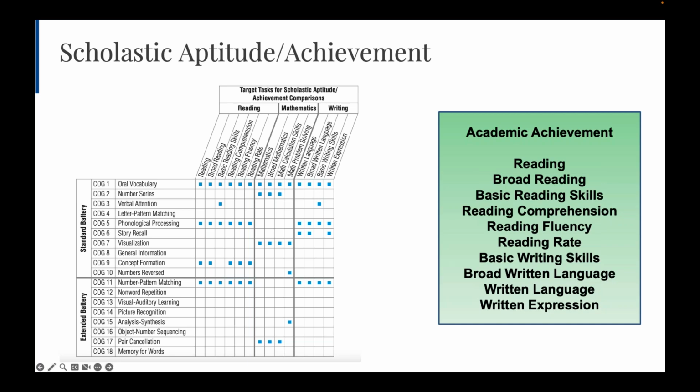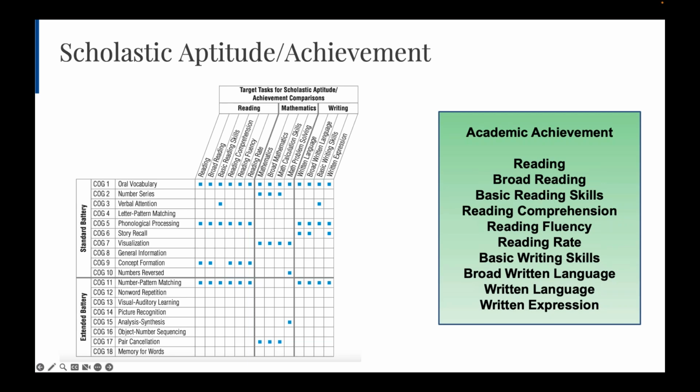For those of you who are more interested in a pattern of strengths and weaknesses approach, those of you that are not necessarily looking for a discrepancy per se, this particular comparison that I have listed here will be of interest to you. Unlike the GIA and the GFGC, this comparison between scholastic aptitude and achievement areas specifically is looking for consistency.